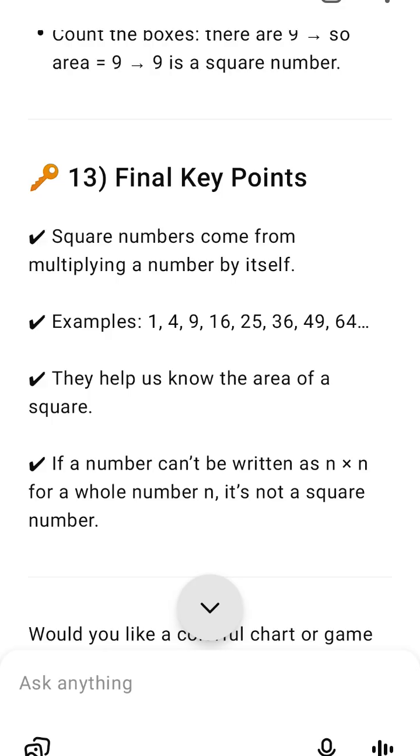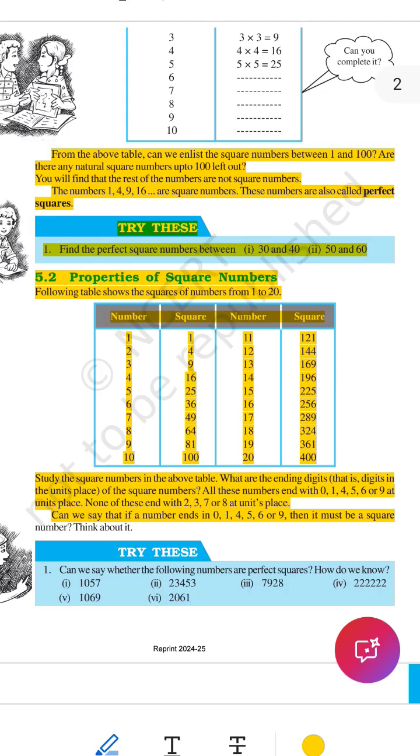13. Final key points. Square numbers come from multiplying a number by itself. Examples: 1, 4, 9, 16, 25, 36, 49, 64. They help us know the area of a square. If a number can't be written as n times n for a whole number n, it's not a square number. Would you like a colourful chart or game to practice square numbers?